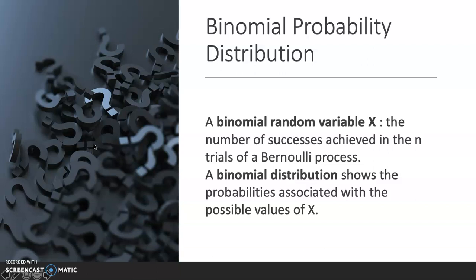So, if we have an experiment that follows a Bernoulli process, it will result in two outcomes, success and failure, where the probability of the outcomes will always be the same. If we then construct a probability distribution from the success outcome and its probability, then we will have a binomial probability distribution.